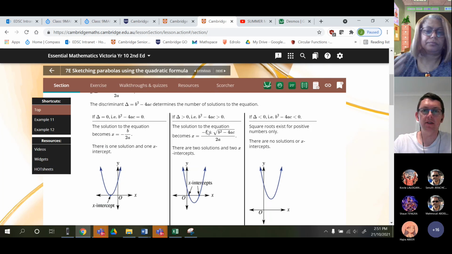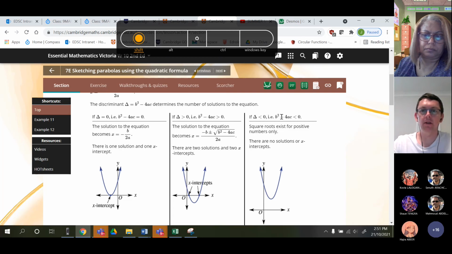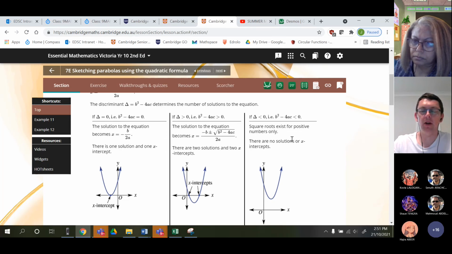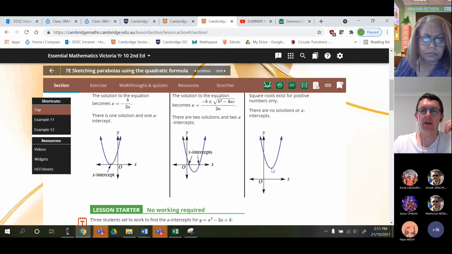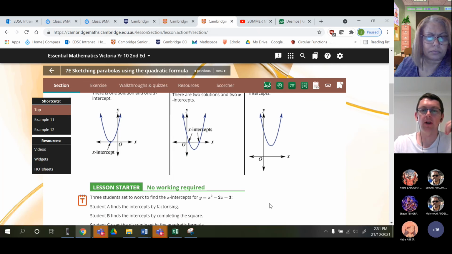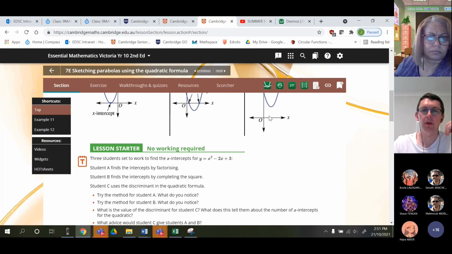If the discriminant's greater than 0, that means it's positive. We can actually square root that. We're going to have two solutions. If the discriminant's less than 0, well, you can't square root a negative number. Well, you can. You don't get a real solution. Therefore, it's either going to be a positive graph with the turning point here, or it's going to be a negative graph and the turning point is going to be below the x-intercepts.